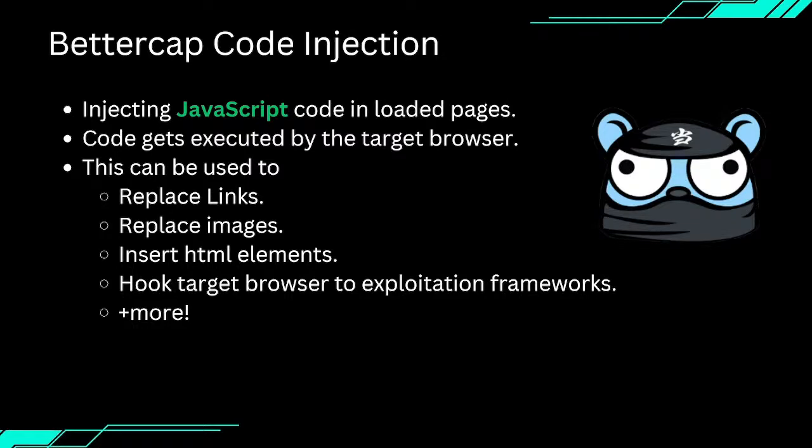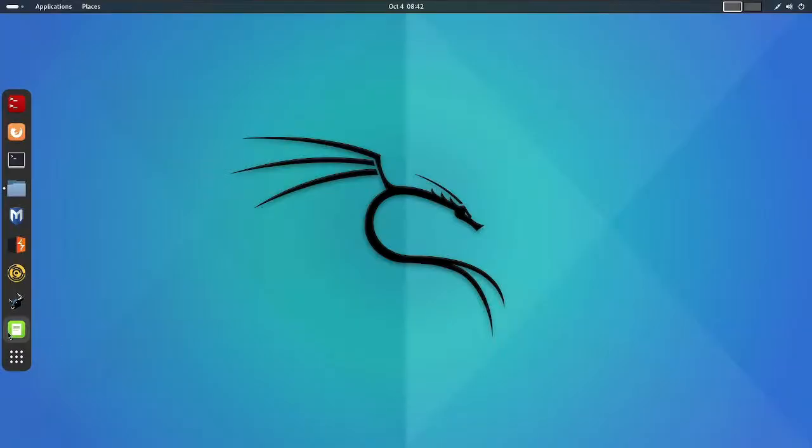In this demo, I will show you how to inject a simple JavaScript code into any pages the target visits. From here, we will build on this foundation to perform more advanced actions. To begin, I am going to open a text editor on my Kali machine. So first of all, we move to the Kali machine and open a text editor.